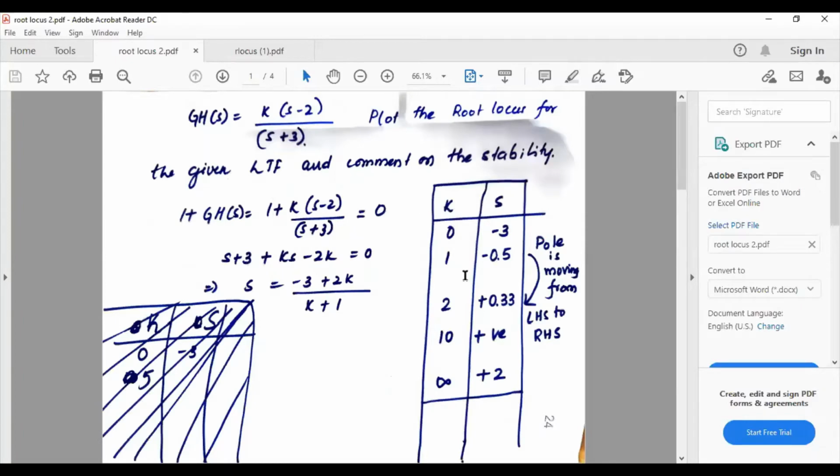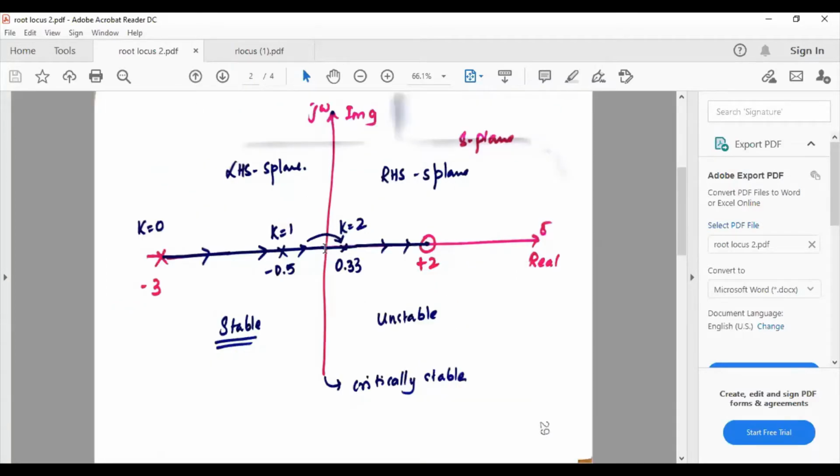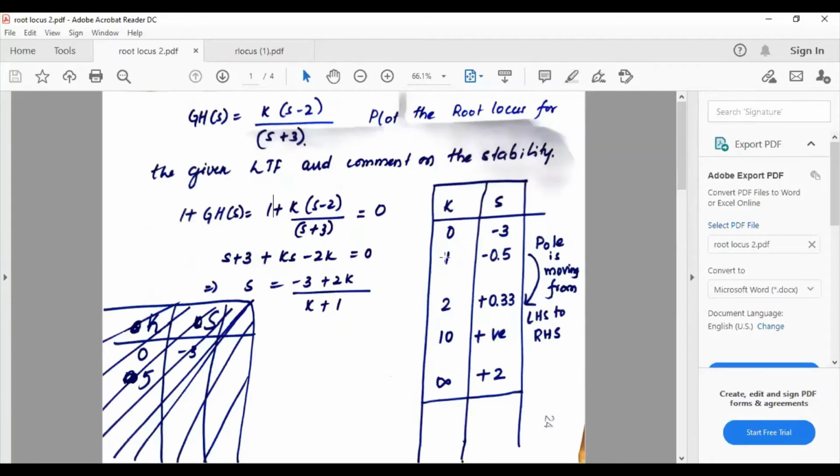Can anyone tell me for what value of k the system is critically stable, or for what value of k our closed loop pole or characteristic root is lying on the imaginary axis? Can you make a simple calculation? k equal to 3 by 2. Okay. 3 by 2 or 1.5.